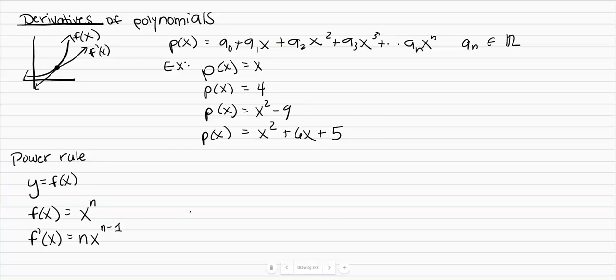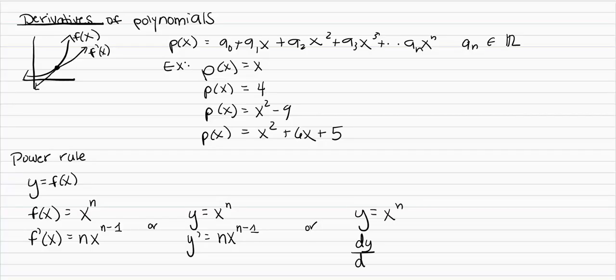Another way to write it is, say if you have y is equal to x to the n, my y prime, or my derivative, will be n times x to the n minus 1. Or we can write it this way, say if y is equal to x to the n, dy over dx is equal to n times x to the n minus 1. These are all just different notations in which to write derivatives.